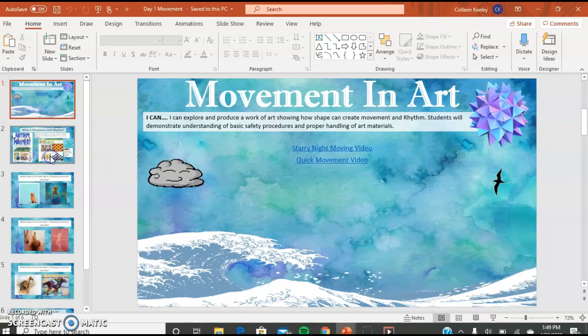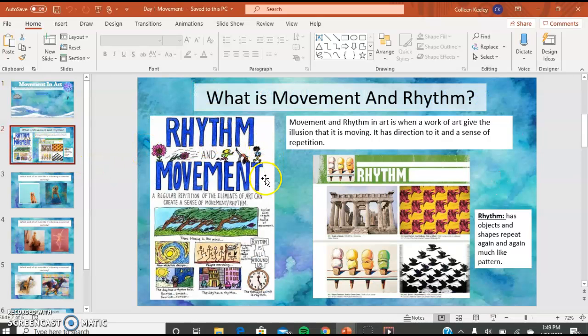But anyway, I'm going to show you guys this page here. It says movement and rhythm in art is when a work of art gives the illusion that it is moving. It has direction to it and a sense of repetition. That's the main thing: it gives you the illusion, because obviously artwork doesn't move unless you design it that way, where it's on a motor or wind is blowing it or something of that sort. But if it's a drawing or painting, you can draw it in a way to give it the illusion that it's moving.